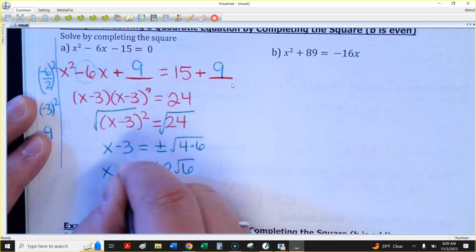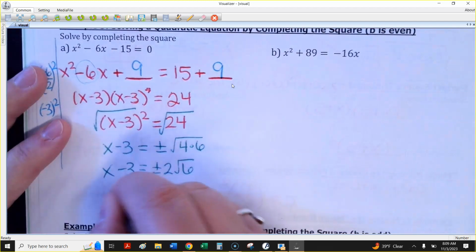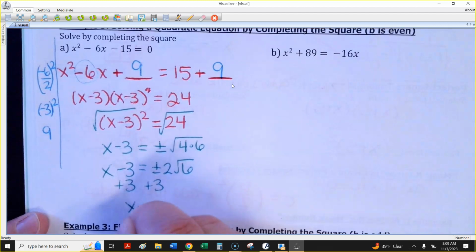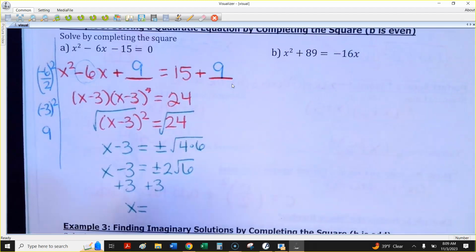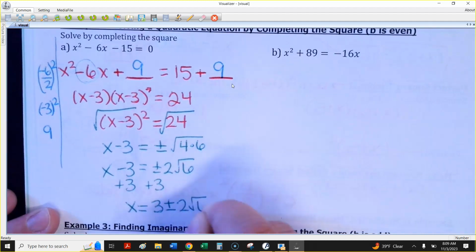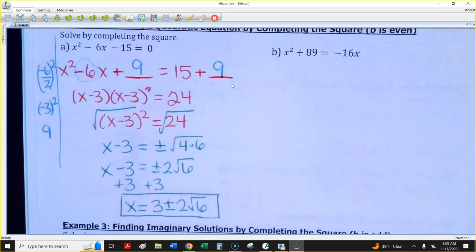Now, the nice part of this, all I'm going to do, I'm going to add 3 to the other side, and we're not going to be able to combine it with anything because the other part that's on there has a radical attached to it. So just write that 3 right after the equal sign, and then plus or minus 2 roots of 6. Those are my 2 answers to that question.